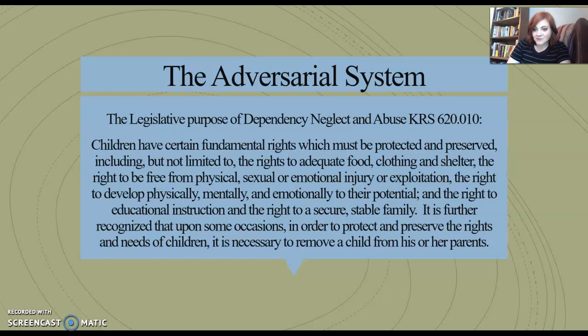The system is adversarial. It's quite tense in the courtroom. There are attorneys that are vigorously fighting for their clients, meaning the parents. The parents are in there with allegations of neglect, sexual, physical abuse, not getting their kids to school. And it can get quite tense in there when social workers are cross-examined. And we'll get into that a little bit.